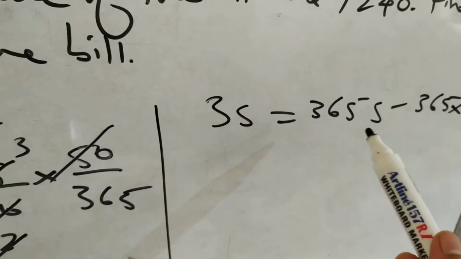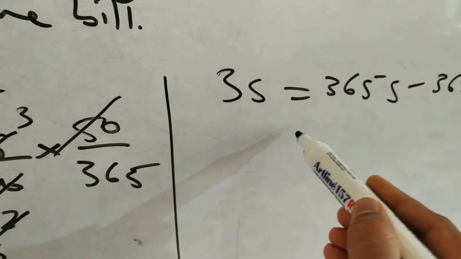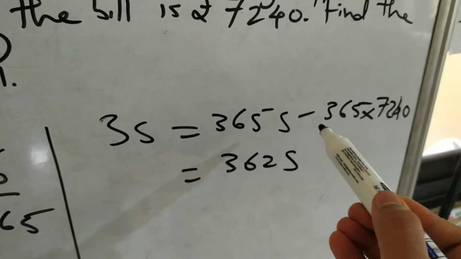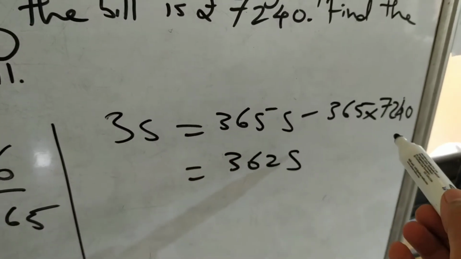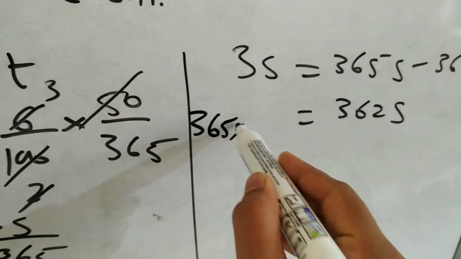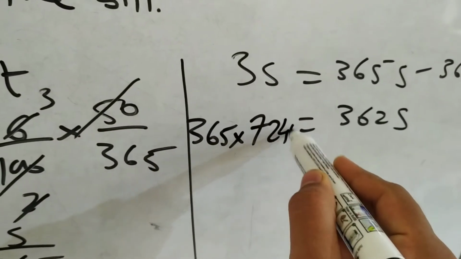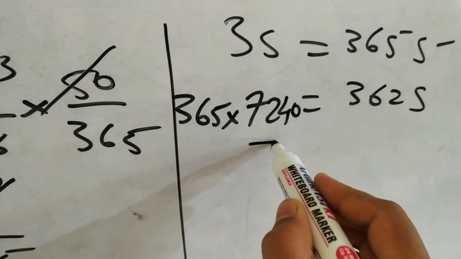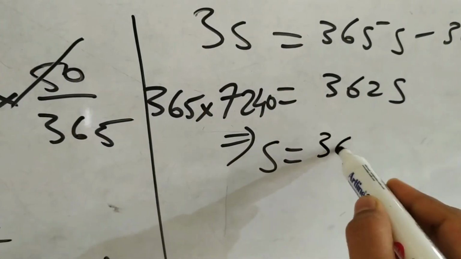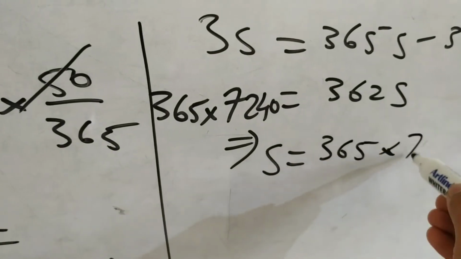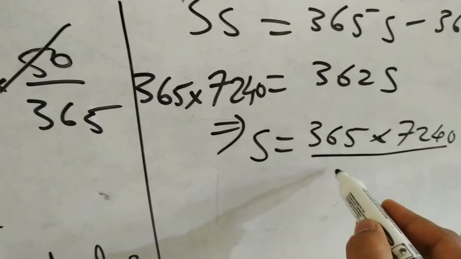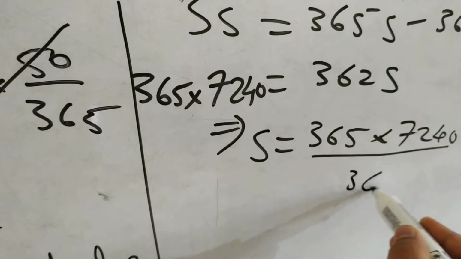So 365S minus 3S will give you 362S, and this minus 365 into 7240 will bring this side, it becomes positive 365 into 7240. From here we get S as 365 into 7,240 rupees divided by 362.